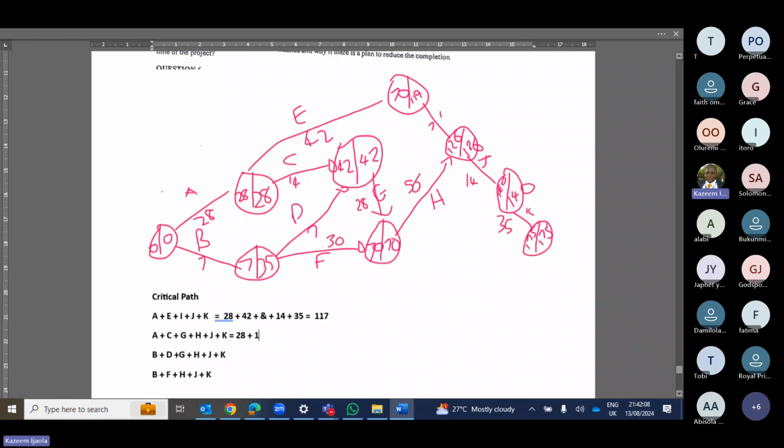C is what? 14 plus G 28, plus H 56, plus 14, plus 35. Help me with figure B. That's 175. D is 7 plus G 28, plus H 56, plus J 14, plus 35. How much?